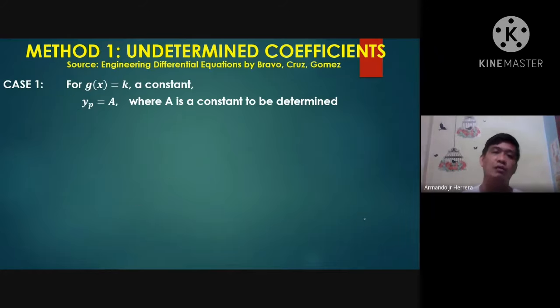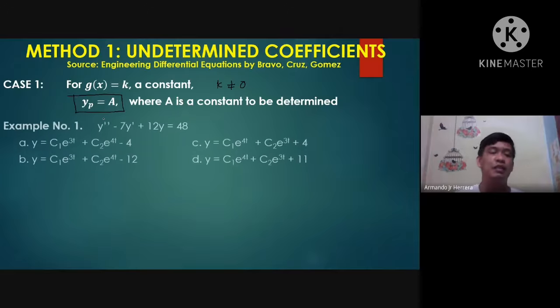So, let's start with case 1. So, in case 1 natin, for g of x is a constant. Of course, this constant must be non-zero. So, k must be not equal to 0. Then, ang ating trial solution, yp is equal to A, where A is a constant to be determined. So, kaya undetermined coefficient, i-determine natin kung ano yung undetermined na yon, which is our A. So, kung ang nasa right side natin is any constant but not equal to 0, then ang ating yp must be equal to A. Then, isosolve natin siya according dun sa ating given differential equation.